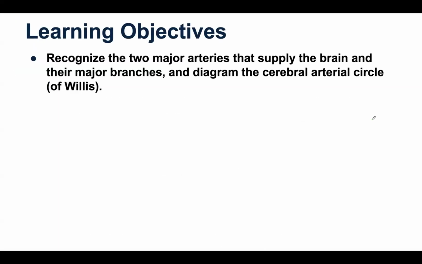In this video, we will be discussing the arterial supply, specifically of the brain. We're going to start with recognizing the two major arteries that supply the brain. We'll describe their major branches, as well as diagram the cerebral arterial circle of Willis.